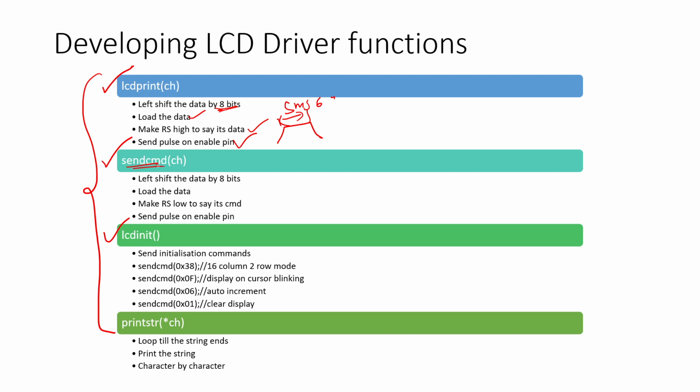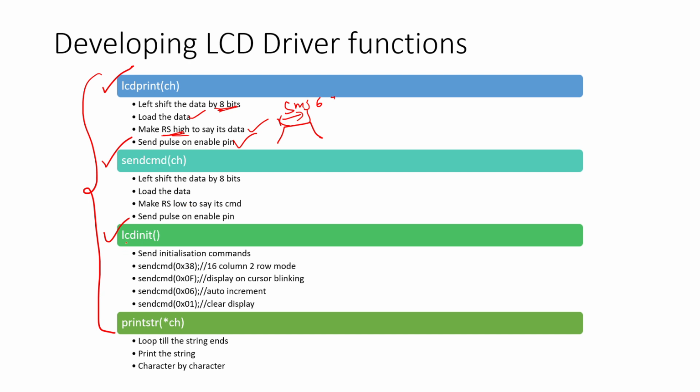And in send command, the same thing is performed. The only difference you see is, here you make the register select high to say it is data. There you will make the register select low to say it is a command. So these are the two main functions, LCD print and send command.